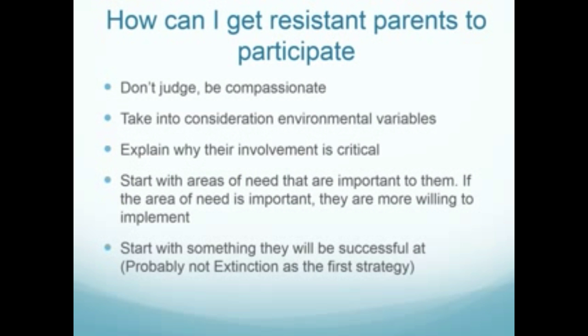Start with something they will be successful at. Probably not extinction as the first strategy. Be aware of what their skill level is. If you have a parent that's brand new to ABA, please make sure you start off with the easier types of strategies: priming, using a timer, Premack, providing choices. Providing choices is one of the easiest ones for parents to grasp. So start with those before you start teaching them differential reinforcement. That gets really confusing for them. All the different DRs, DRO, DRA, DRI, DRL, they shut down. So focus on easy things first.